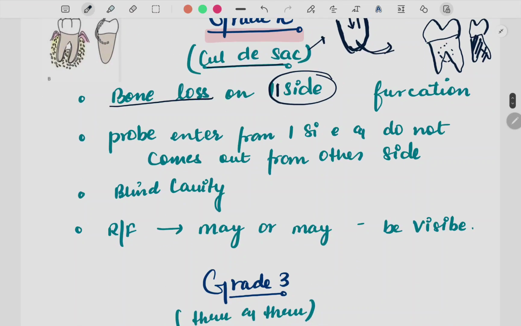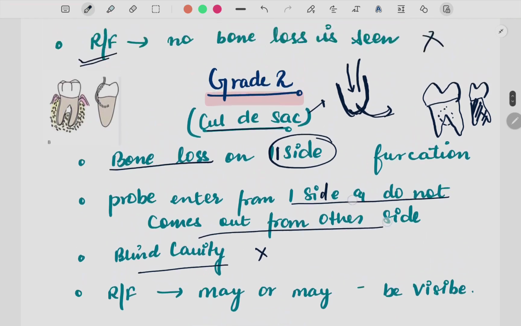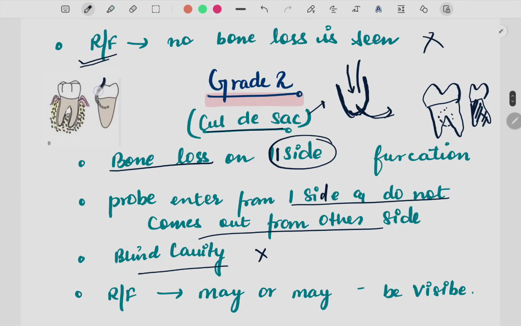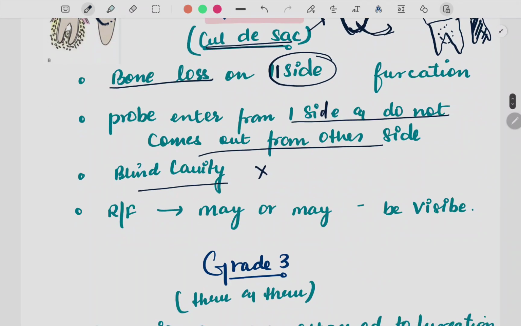Moving ahead, when you put the probe in this kind of tooth, it will enter from one side, but the probe will not come out from the other side. As you can see in the picture, when you're putting the probe inside, it is going inside, but it is not going to come out from the other side. So that is the reason we say this to be a cul-de-sac or a blind cavity. Why do we say this to be a blind cavity? You might enter in it, but you cannot come out of it.